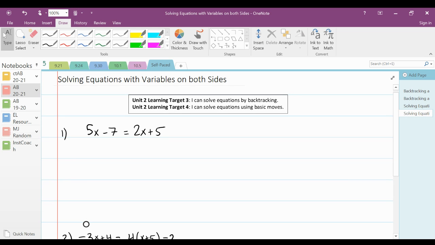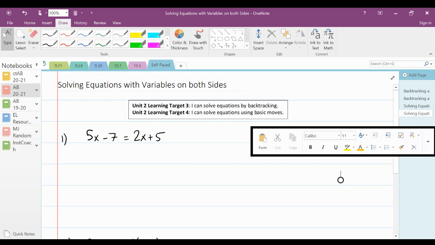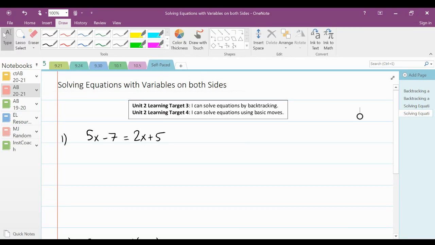Okay, Algebra AB, we are going to continue solving equations here with Mr. Johnson. And what I want to draw your attention to is the types of equations with variables on both sides. When you see variables on both sides of that equals sign, that means we have a little bit of work to do before we can do any backtracking. All right, so the key point here is that backtracking does not work when you have variables on both sides.